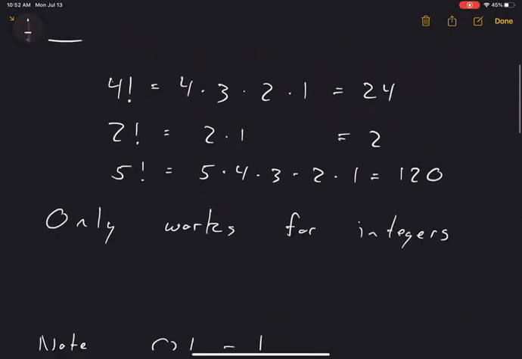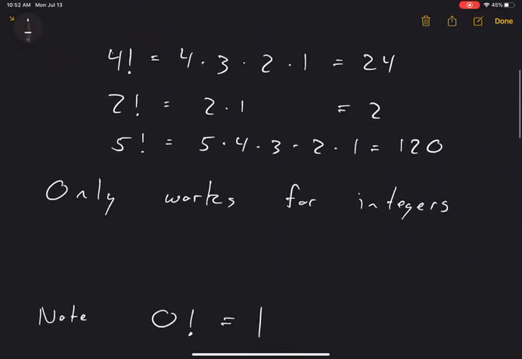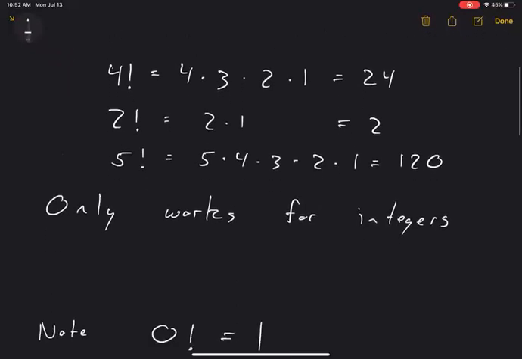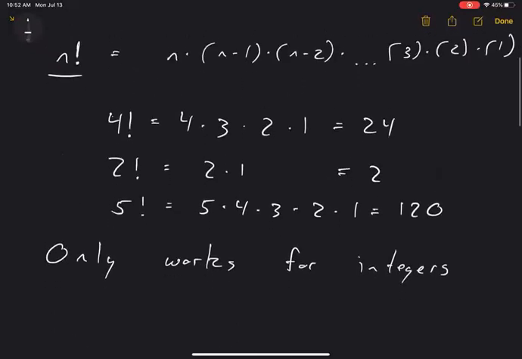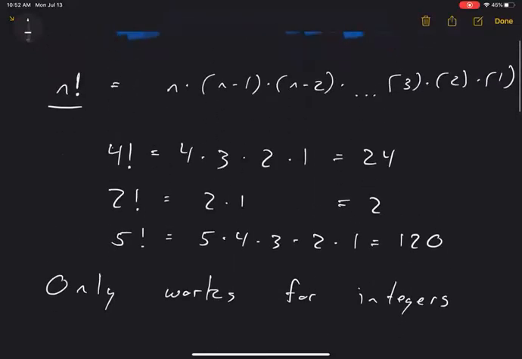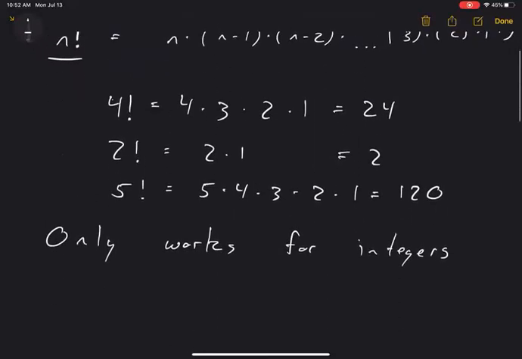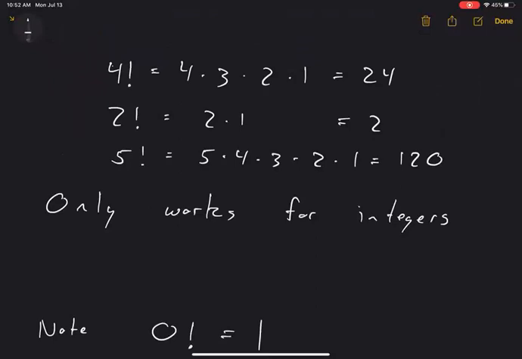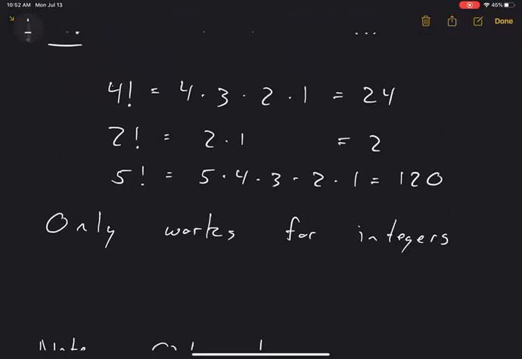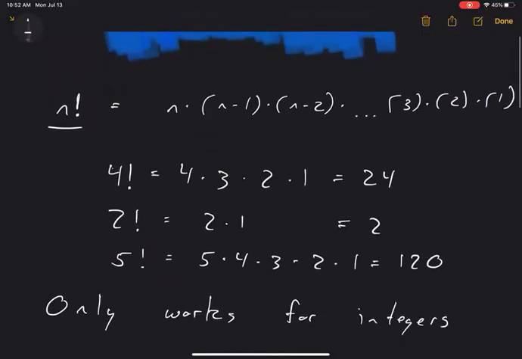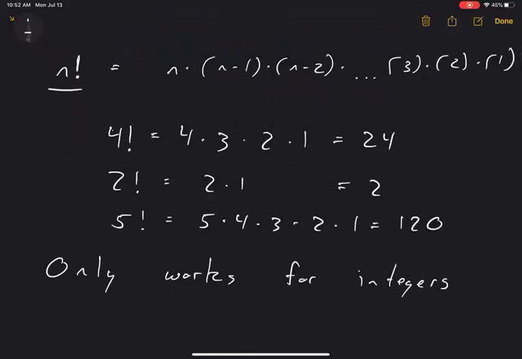Factorial is only defined for integers, okay? So we only want to be working with nice whole numbers greater than 0. There's something called the gamma function, which extends the idea of factorial to real numbers, but we're not going to mess with that at all. So when you see factorials, it's all about integers.